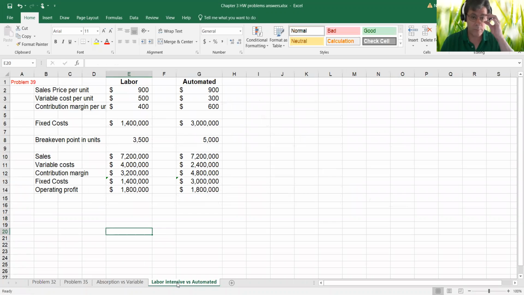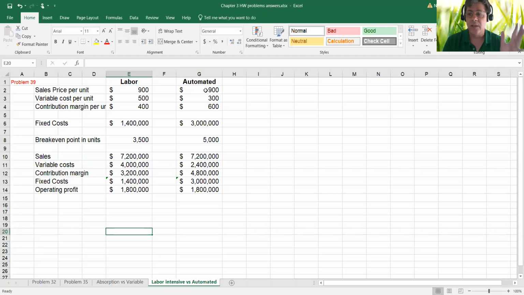And then I have one more that I want to help us understand this concept of leverage a little bit more. And this is problem 39, if you want to go back and look it over. But basically what we're talking about is a company that makes one product, but they're considering whether or not they should use the labor-intensive process or an automated process. So this is the same product, looking at it in two different ways. So that's why the sales price is the same.